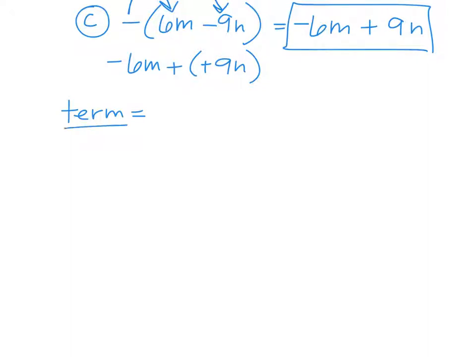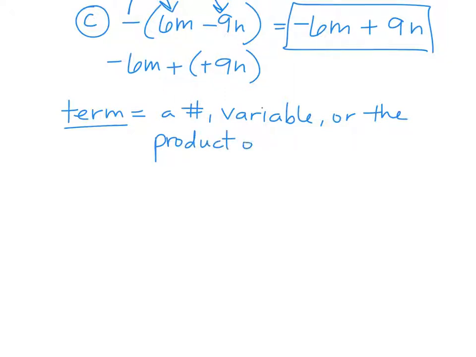Okay, I will tell you. It's a number, a variable, or a combination of those two. So we're not going to say or a. We're going to say or the product of both. What's product again? Multiplication. So if I multiply a number and a variable or multiple variables, that will still be a term, okay?